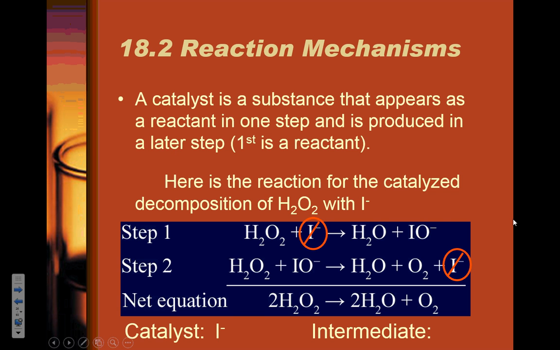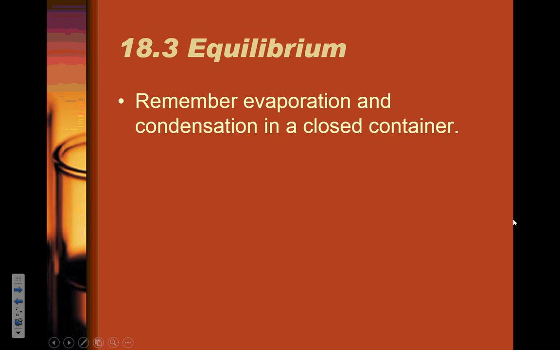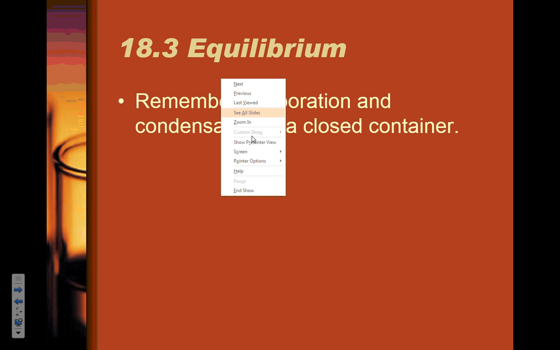Now, how does that compare to an intermediate? We'll look at IO minus. IO minus is produced in step 1 and then used in step 2. So it's also going to cancel out. But it's first appearing as a product. And that means it's going to be an intermediate. So in this proposed mechanism for the decomposition of hydrogen peroxide, you can see we have a catalyst and we have an intermediate. And that ends our next set of notes over the chapters.